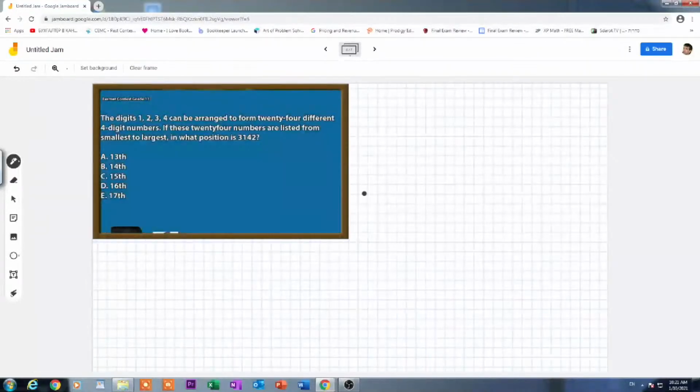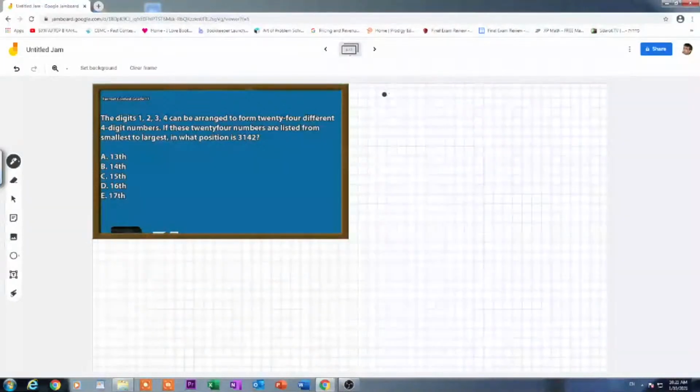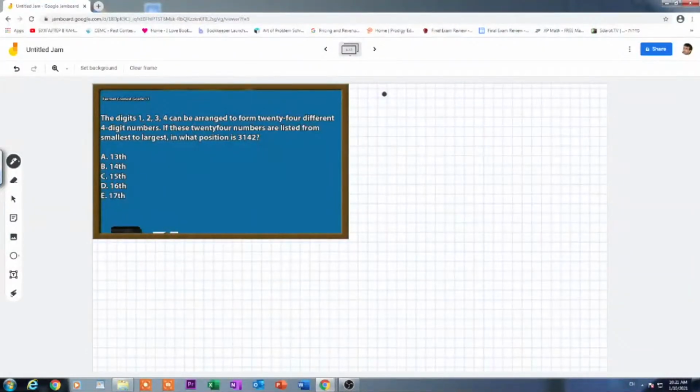Okay, next question. The digits 1, 2, 3, 4 can be arranged to form 24 different 4-digit numbers. If these 24 numbers are listed from smallest to largest, in what position is 3,142? Okay, 24 numbers, from smallest to highest, right?